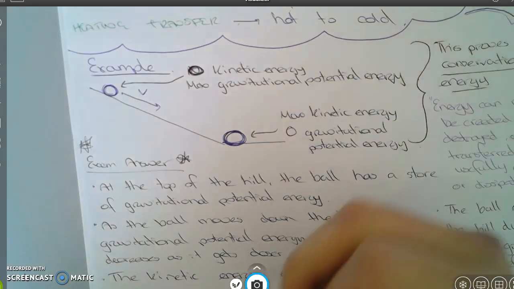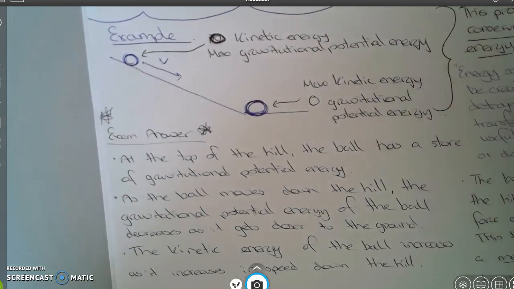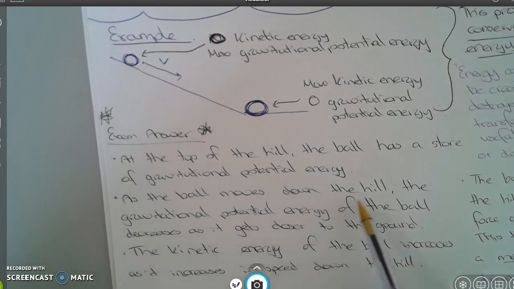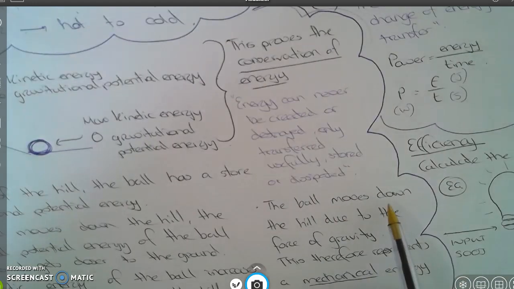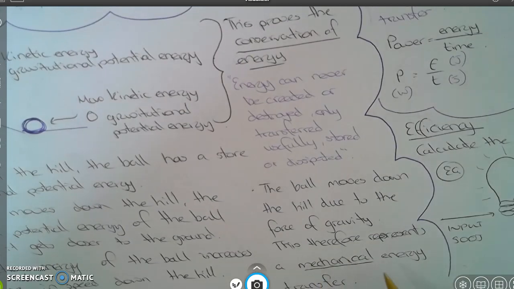So if we had an exam question that asked us to describe the changes in the energy stores and the transfers that occur, a perfect exam answer would be this. At the top of the hill, the ball has a store of gravitational potential energy. As the ball moves down the hill, the gravitational potential energy of the ball decreases as it gets closer to the ground, or the ground is lower down. The kinetic energy of the ball increases as it increases in speed down the hill. The ball moves down the hill due to the force of gravity. This therefore represents a mechanical energy transfer.